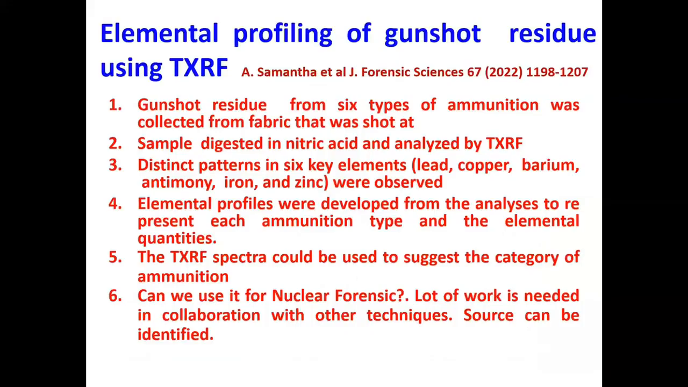A similar study, but in a different way, has been reported by A. Samanta et al. in the Journal of Forensic Sciences in the year 2022. Here they made gunshots on an object made of cloth, and from that cloth they collected the gunshot samples and could analyze lead, copper, barium, antimony, iron, and zinc. On that basis, they very nicely showed that TXRF spectra could be used to suggest the category of ammunition. They used six types of ammunition, and they clearly differentiated the ammunition from these different shooting objects.